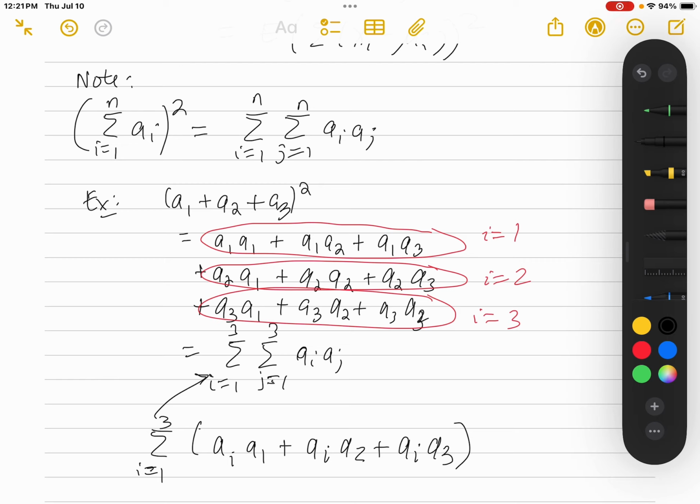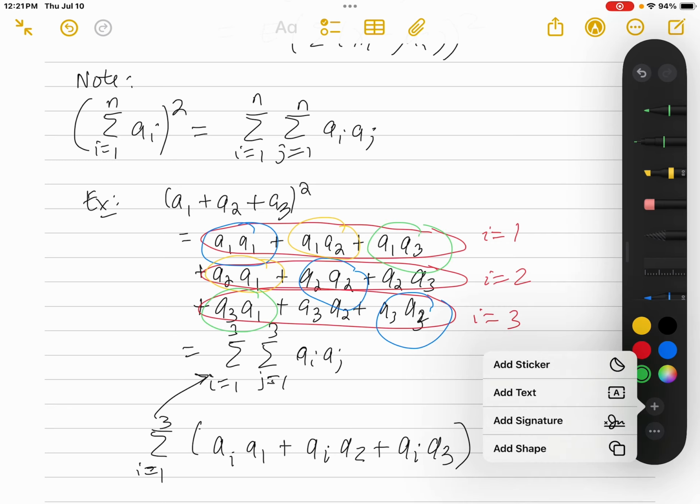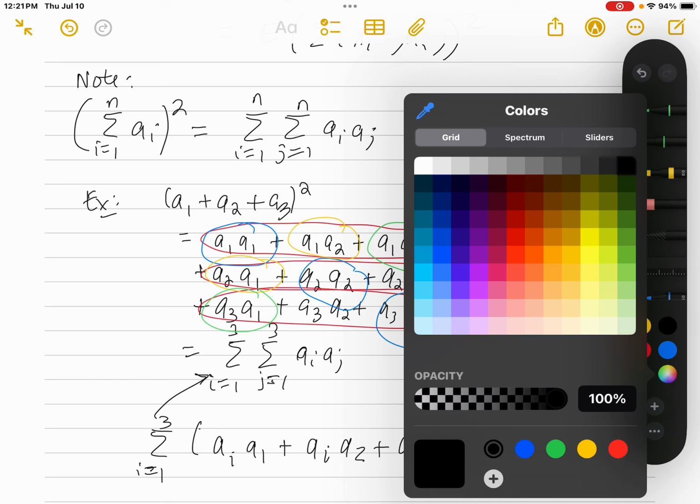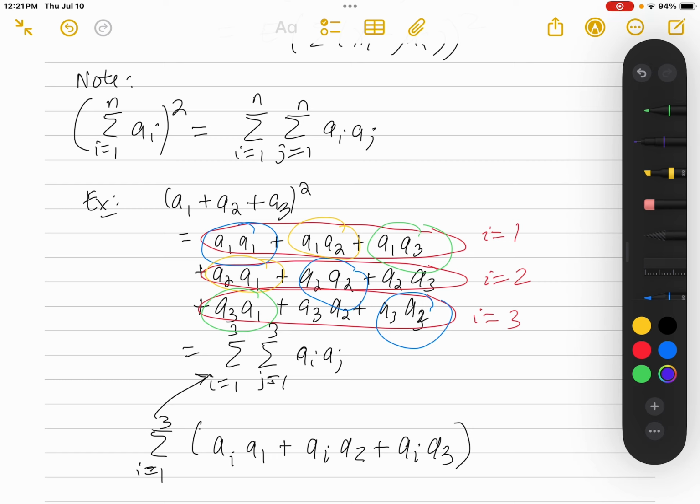Because this sum, see what's happening when I'm taking the sum? I have a1 plus a2 plus a3 and then I also have these other guys. So I have a1 a2 plus a2 a1. Well, a2 a1 is equal to a1 a2. And similarly, I have an a1 a3, and that's the same as a3 a1. And let me pick one more color. If I have a2 a3, that's the same as a3 a2.